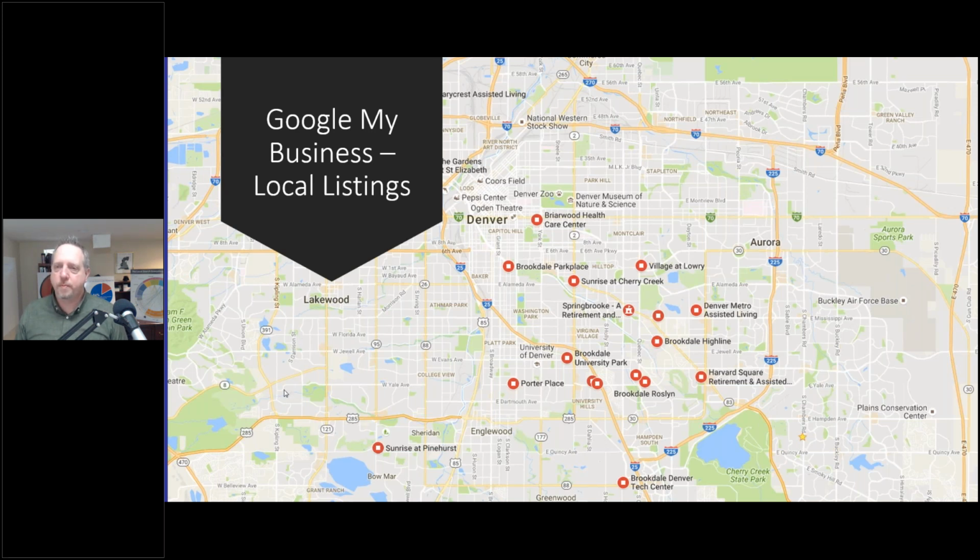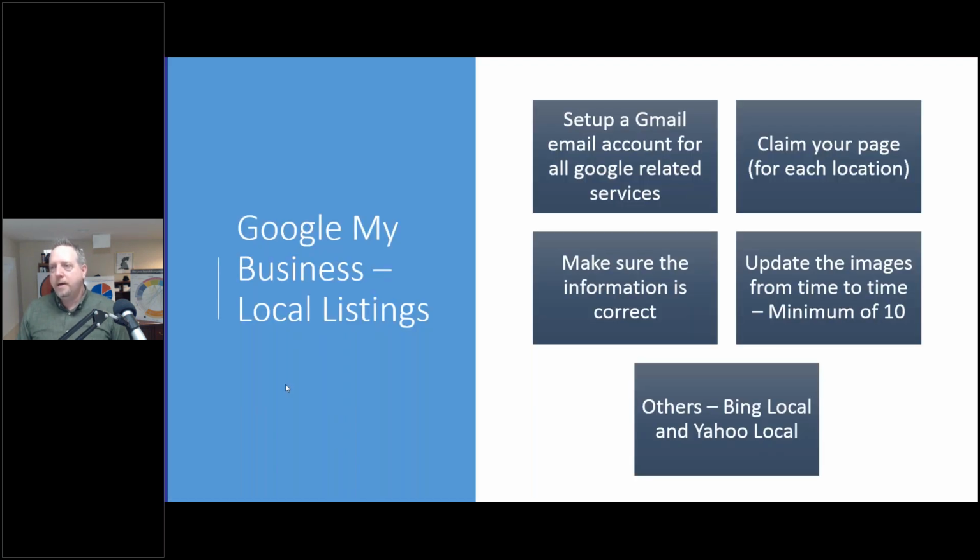So let's talk a little Google My Business. This is your Google Maps page. And I just want to give you some tips around this and how to get the most out of that Google listing. First of all, if you haven't done this already, you should set up a Gmail account for all your Google related services. So this is your Google Maps, your Google Analytics, if you're using Google AdWords, and a number of different Google products out there. So have a generic Gmail account that you use for your company and for your business to tie all of the Google properties together.